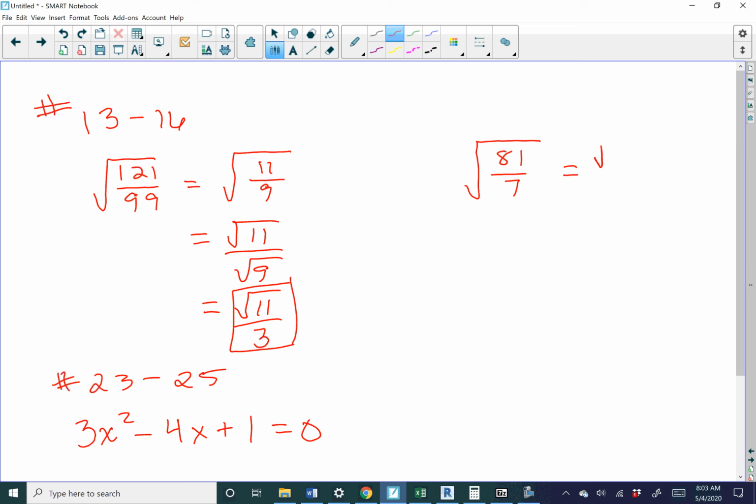So I'm just going to go ahead and make this the square root of 81 over the square root of 7. That becomes square root of 81 is 9 over square root of 7. Now, I cannot leave a square root in the denominator down below. I cannot leave that below in a fraction. So we have to do something to get rid of the square root of 7.